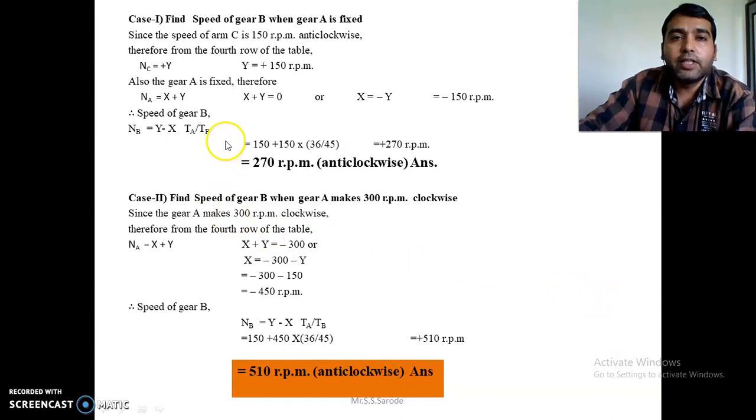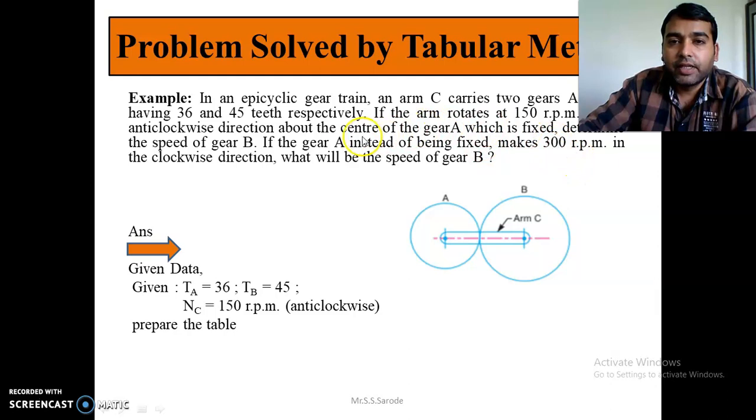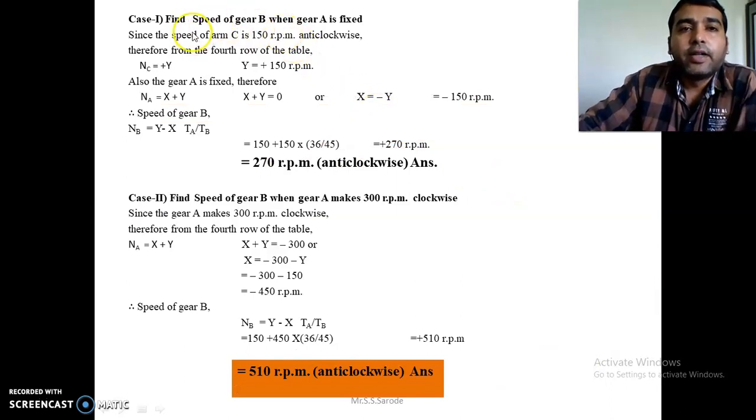Now there are two cases. First, find the speed of gear B when gear A is fixed. In the numerical here, gear A is fixed, find out the speed of B. Second, when gear A is rotated at 300 rpm, what is the speed of B? That's why there are two cases. So first case, find the speed of gear B when gear A is fixed.